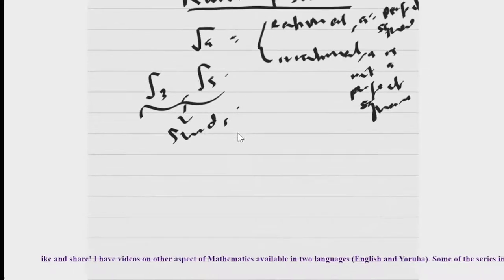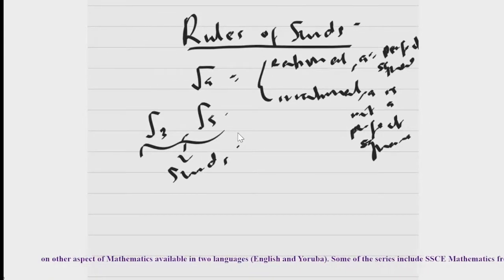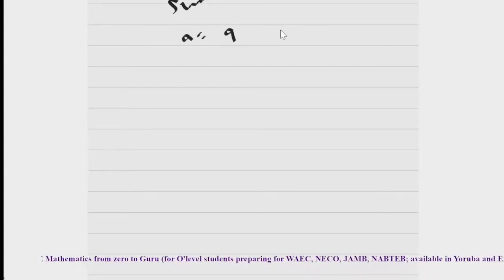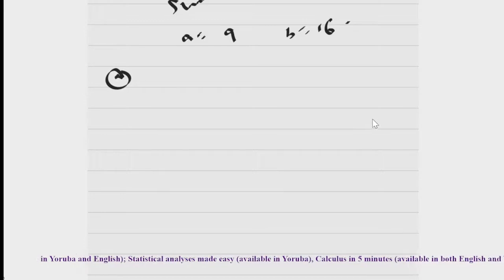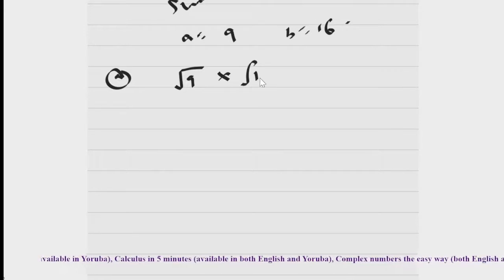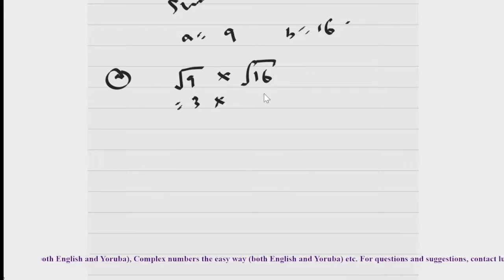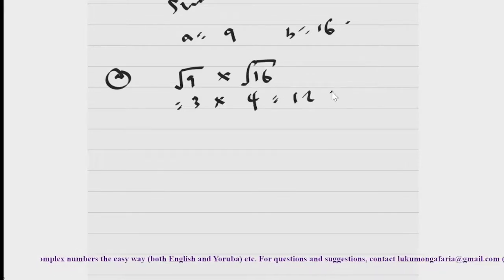To explain it better to you, let me give you an example. Let's say my A is equal to 9 and B is equal to 16. The first law I'm going to talk about is the multiplication law. What that is saying is this: let's say I have square root of 9 multiplied by square root of 16. You know square root of 9 will give me 3, multiplied by square root of 16 will give me 4. So 3 times 4 is going to give me 12.